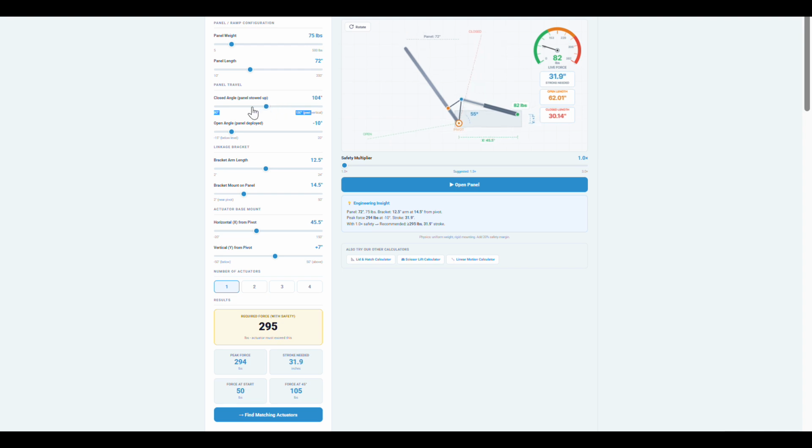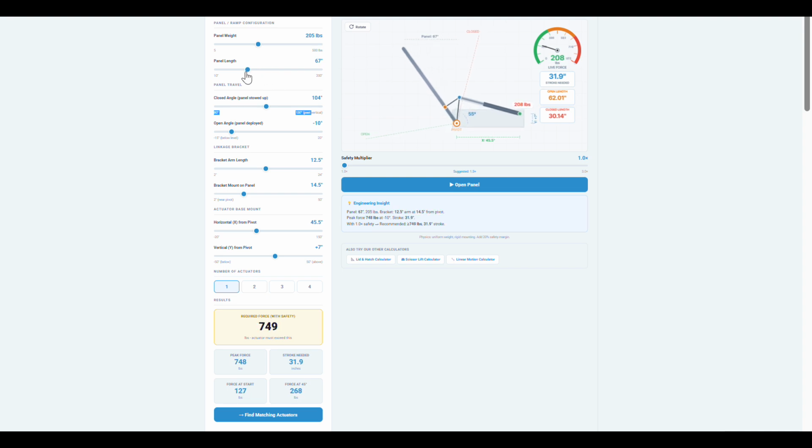Start with panel weight and length, same as any other calculator. This is the weight of the panel itself and how long it is from the pivot point to the far edge. These are your baseline inputs. Now here's what makes this calculator unique.